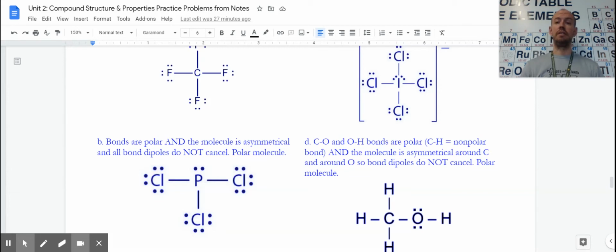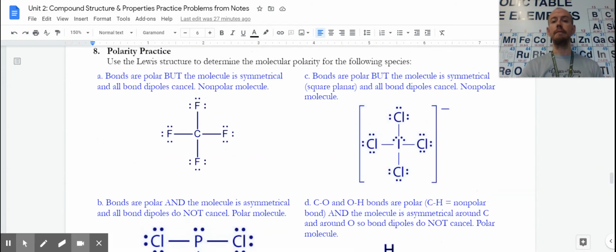So make sure that you're really focusing on that. It's never going to be the lone pair that is the polarity. The lone pair changes the shape, makes it symmetrical potentially, and therefore a polar molecule. In this instance, with ICl3, that I to Cl bond is a large enough difference in electronegativity to be polar.